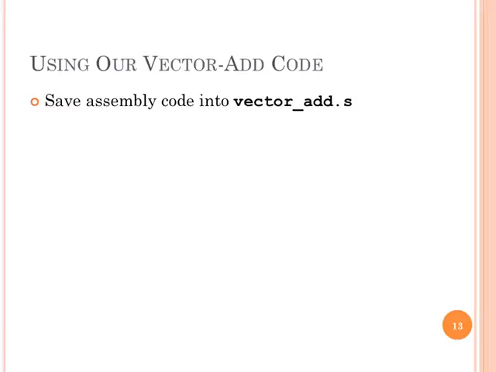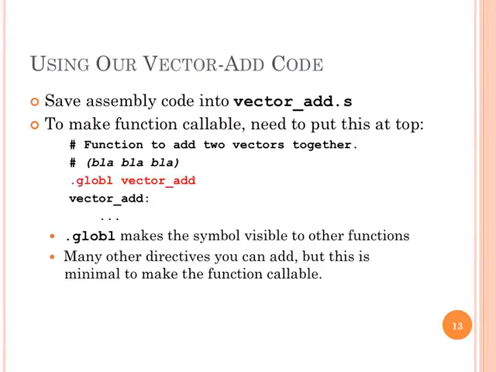So like I say here, we save the assembly code into vector_add.s. And the one little detail that we left out is if we want to be able to call vector_add from other code in other files, we need to add this .global directive to say, hey, vector_add is something that you can call. Okay, .global, as I mentioned before, makes this symbol visible to other functions.